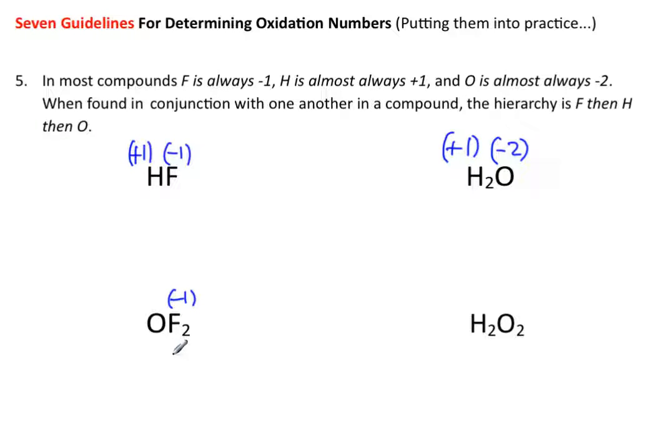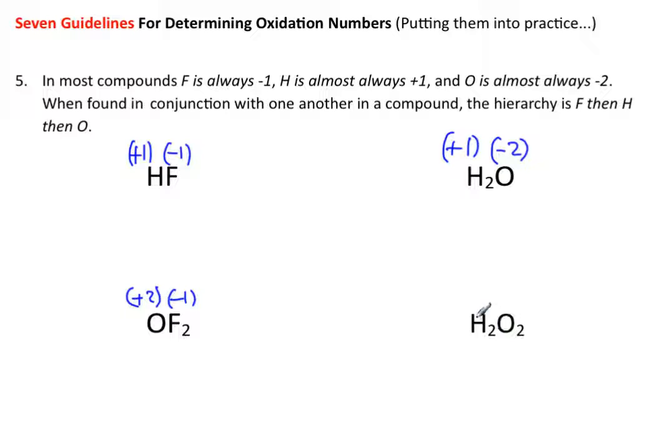Here's one with oxygen where it's not -2 though. We've already assigned the fluorines as having a -1 oxidation state. So oxygen cannot be -2 because the overall charge is 0. Oxygen must be +2. So as it says, oxygen is almost always -2, but sometimes it's not.